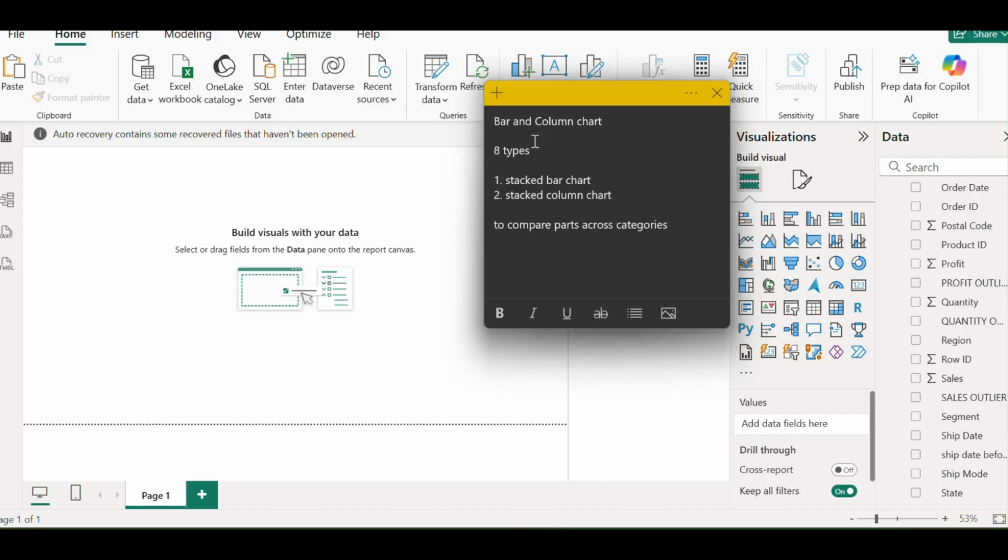categories. So for example, taking Apple, Samsung, Vivo. If these are categories, then camera, battery, package, these are parts. So we are in stacked bar and stacked column chart. We are going to compare camera to Apple, Samsung, Vivo.